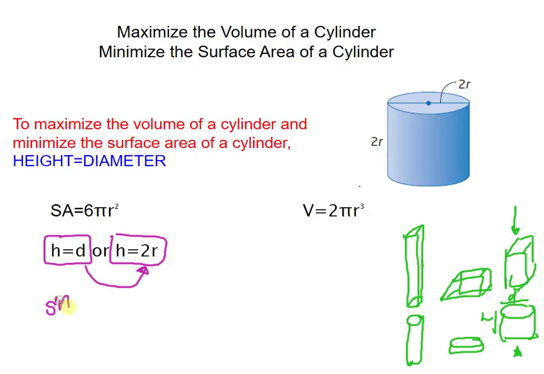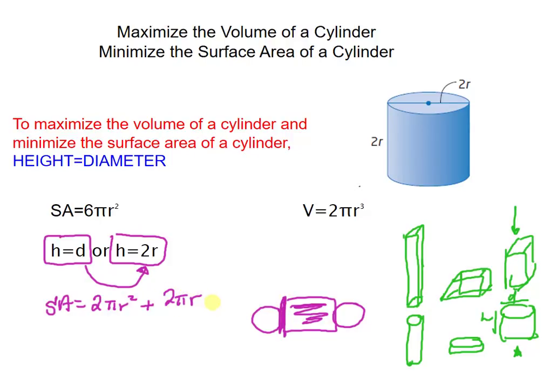Surface area of a cylinder. We have two circles, which is going to be 2 times pi r squared. And then we have the lateral surface. We know that this lateral surface is the circumference, 2 pi r, times the height.